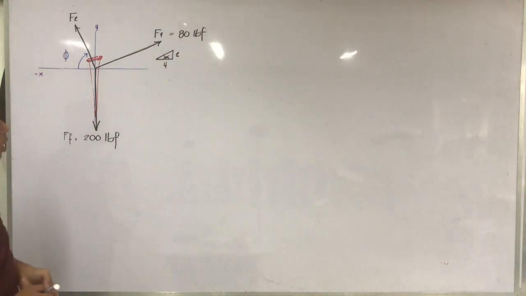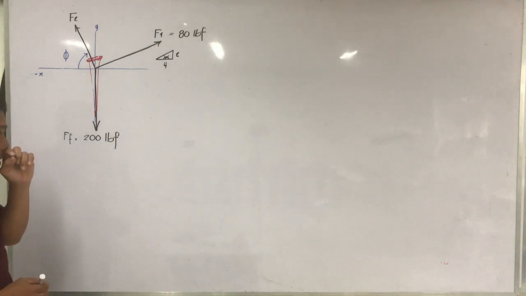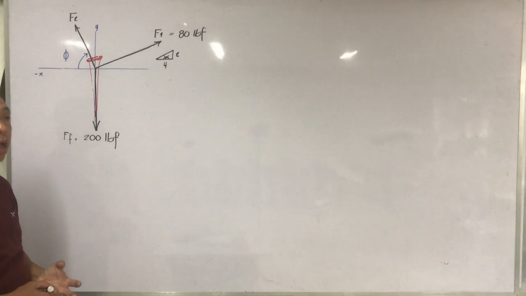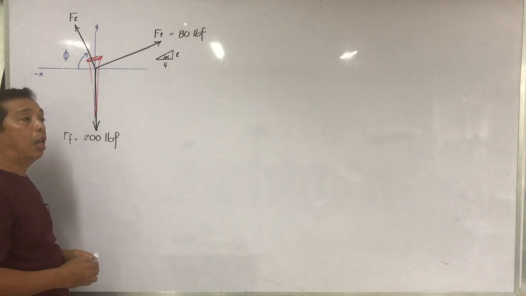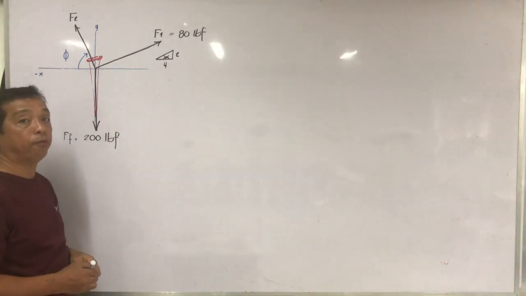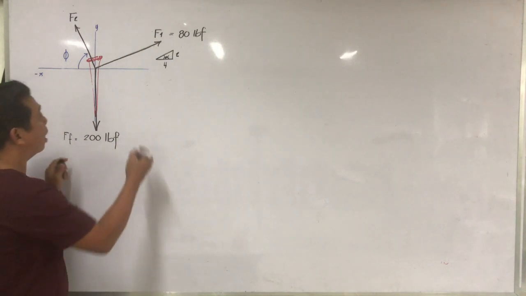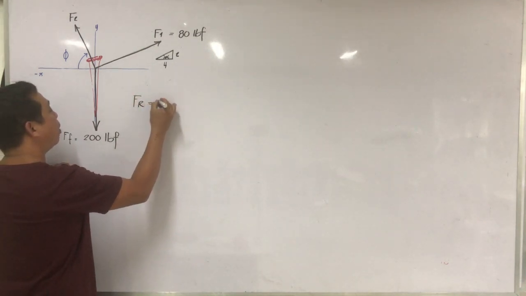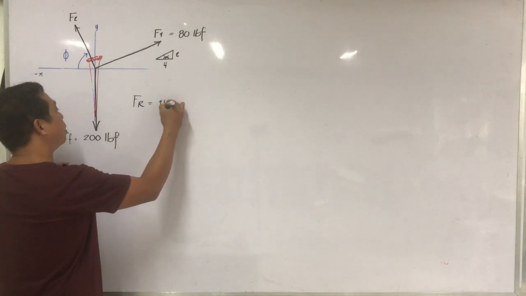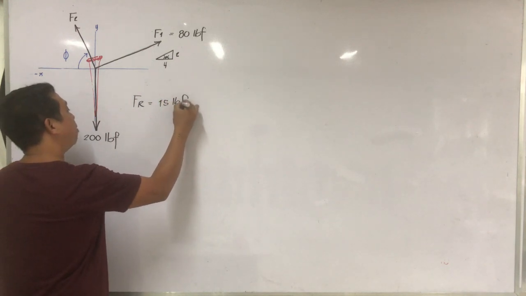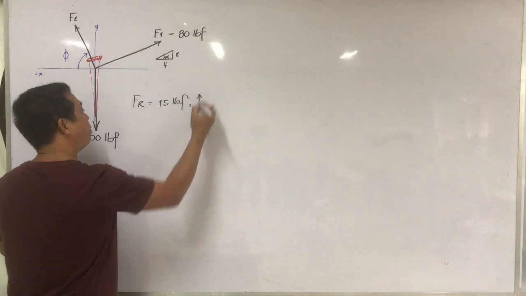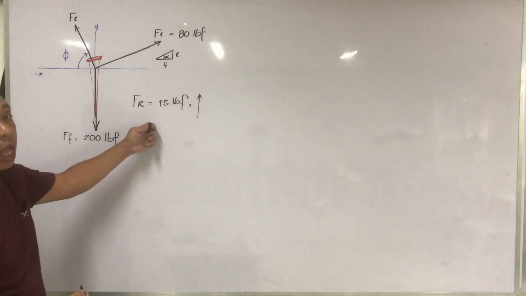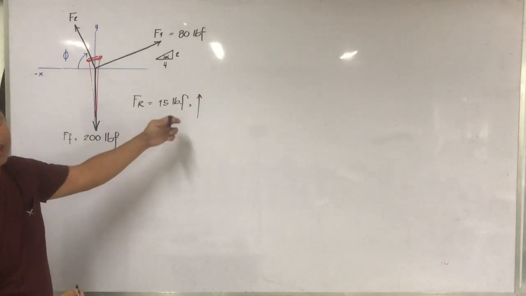The next thing na gagawin natin is that ang sabi kasi sa problem, these three forces were able to produce a vertical force of 15-pound force. Lumalabas na nagkaroon siya ng resultant force na 15-pound force vertically upward. Ito yung naging resulta. Ito yung resultant.